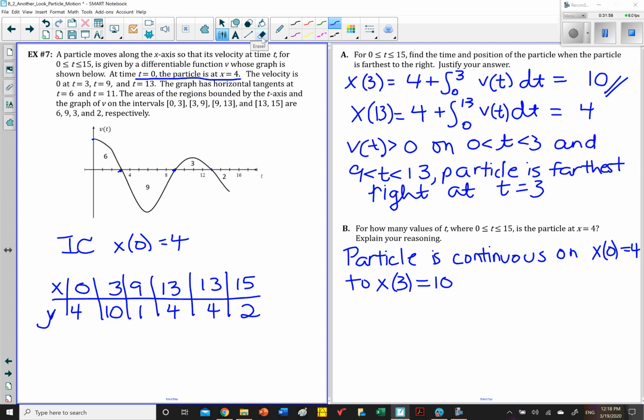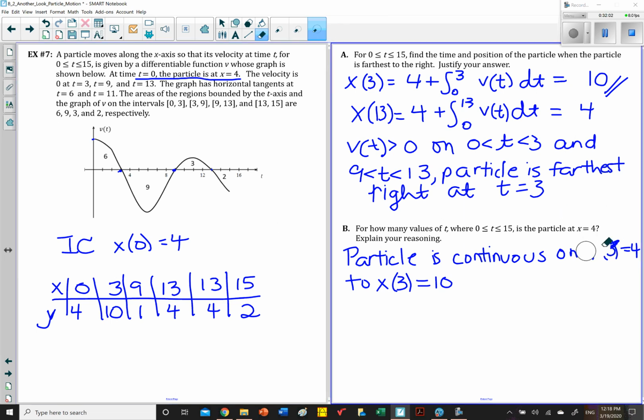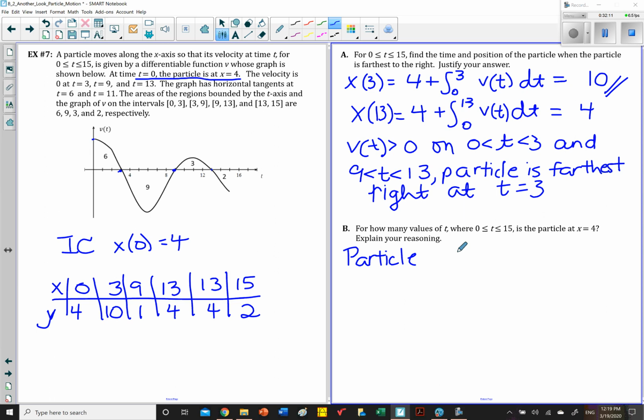Okay, I regrouped. I think I would rather do it with the table over here. So let me get rid of some of this. So first of all, we know to use the intermediate value theorem, we have to have continuity. So first we want to say that the particle is continuous on each one of those intervals.